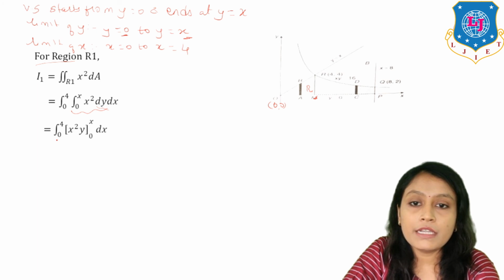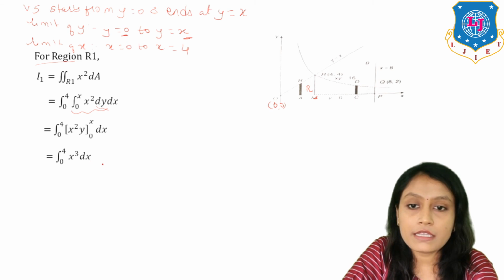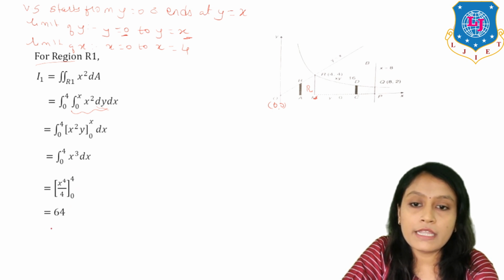So what you will get? Integration 0 to 4 as it is, x square as it is. Now integration of 1 dy, that is y, and the limits are 0 to x and this dx as it is. Now apply the limit. So you will get here x cube minus 0 dx. Okay. Now again we will integrate with respect to x. So you will get x to the power 4 upon 4 and the limits are 0 to 4, right? Now substitute the upper limit minus lower limit, so you will get answer 64 on simplification, right? So this is the integration over a region R1.